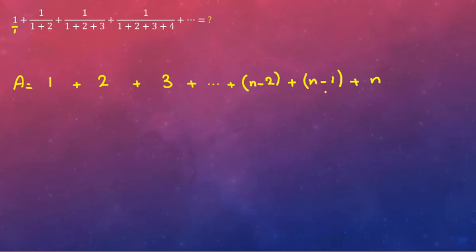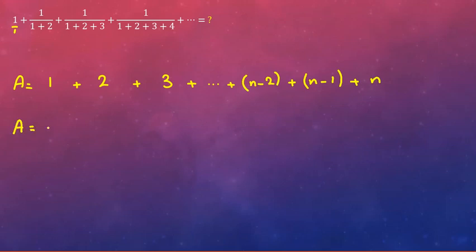For solving this, we should know that 1 plus 2 plus 3 plus up to n is what? If you don't know it, it's not hard. I will tell you how to solve. Let me write it in a place that has more space. Let a be 1 plus 2 plus 3 up to n minus 2 plus n minus 1 plus n.